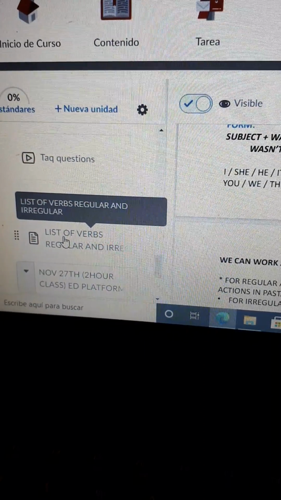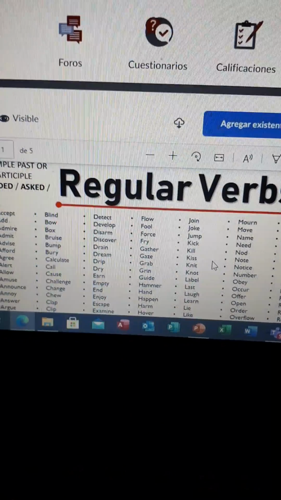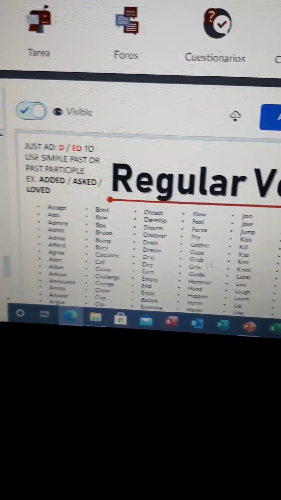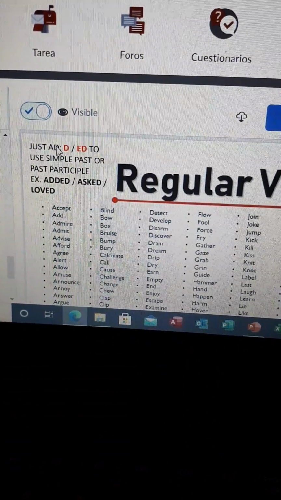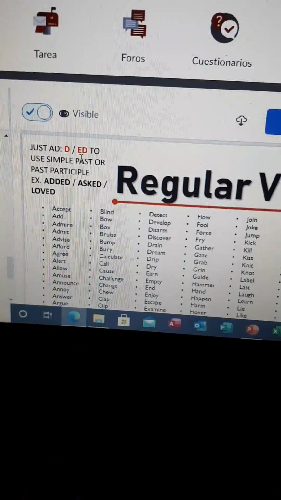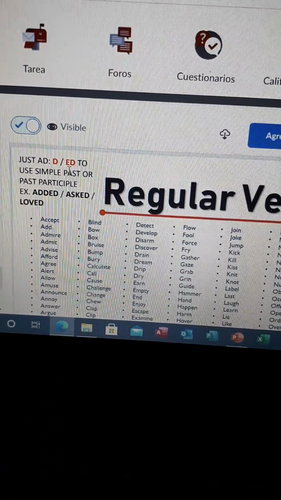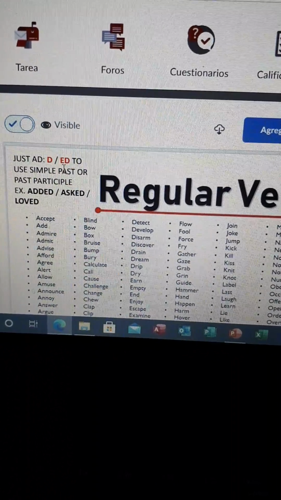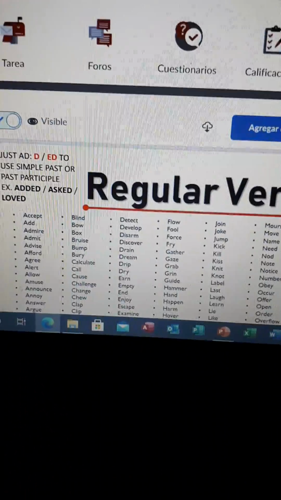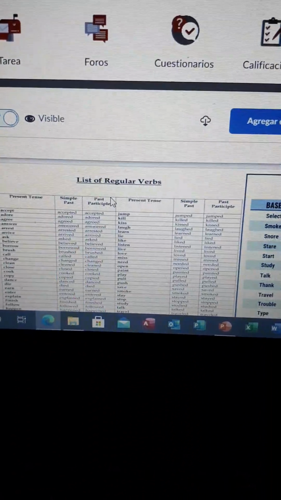Okay, remember that you have a list of actions here on the right space. We have a list of verbs. Okay, I sent it to you again, and you have here many examples of regular actions, the ones that I'm saying you just have to add d or ed. For example, dance ends in e, you just have to add the d. But detect ends in t, and you have to add ed.